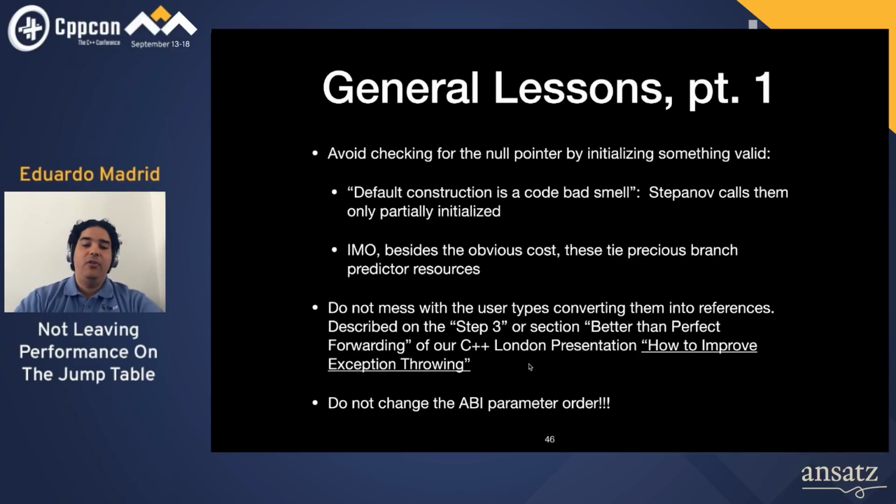And another thing that is so obvious: do not change the application binary interface order of the parameters. Remember that if you call an instance member function that is opaque to the compiler, the this argument is going to be implicitly put at the very beginning of the parameter list. So that makes a very big performance disadvantage.